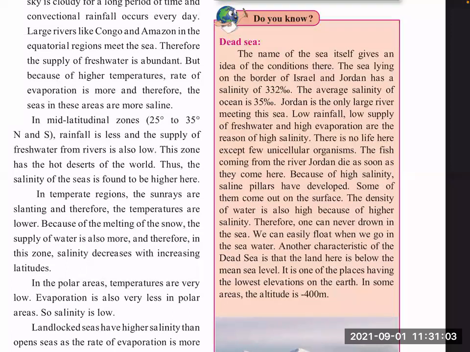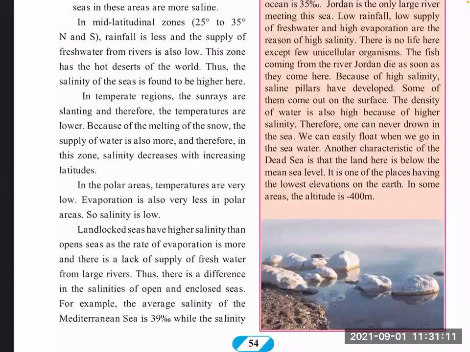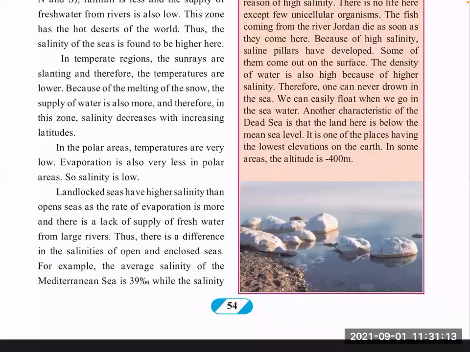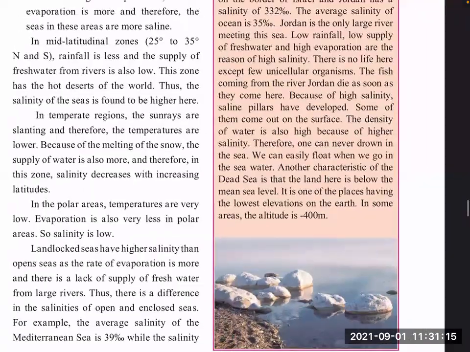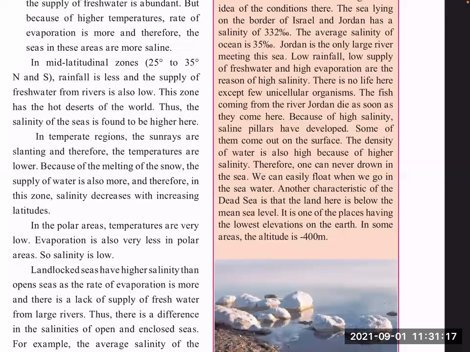Some of them come out of the surface. I've seen that saline pillars have developed. Some of them come out of the surface also. See, like that, the picture shows. Now I'm going to finish, don't worry. The density of water is high because of the higher salinity. Therefore, one can never drown in the sea. We can easily float when we go into the sea water.